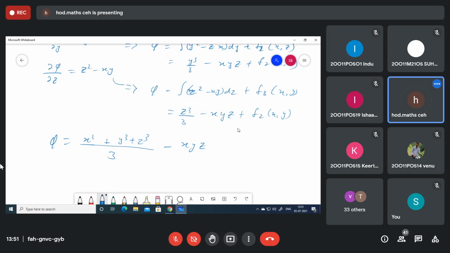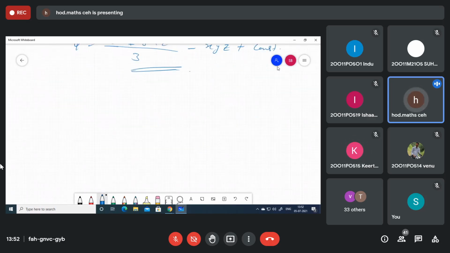Is it or not? So even if you include them and add the result, you have to consider only the part which is unique. No need to add them. So here phi will be x cube plus y cube plus z cube by 3 minus xyz. No need to write minus 3 times of xyz, and a constant you are going to get. So this is the required scalar potential of the given vector because it is irrotational. Got it, all of you? Yes, ma'am. Okay.